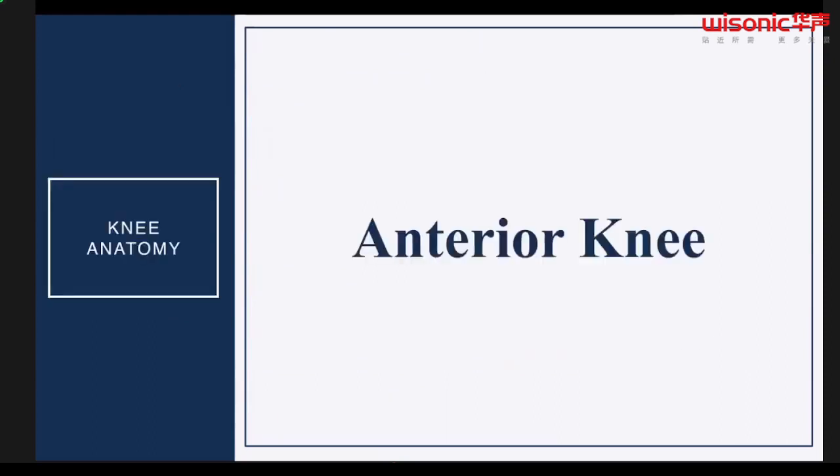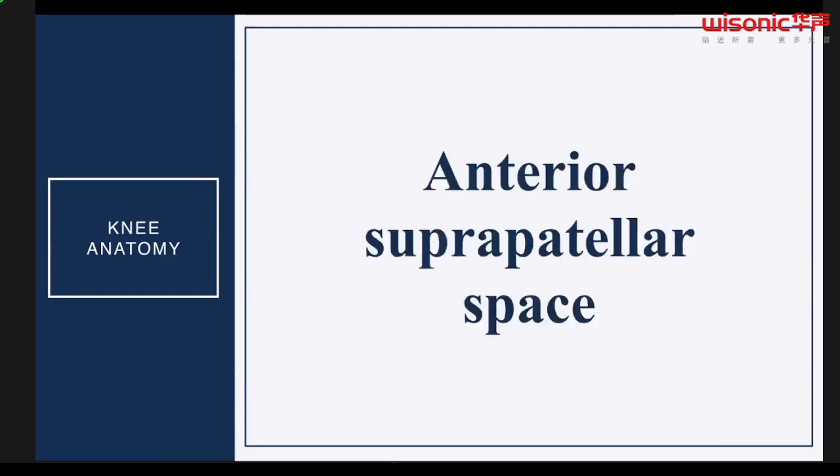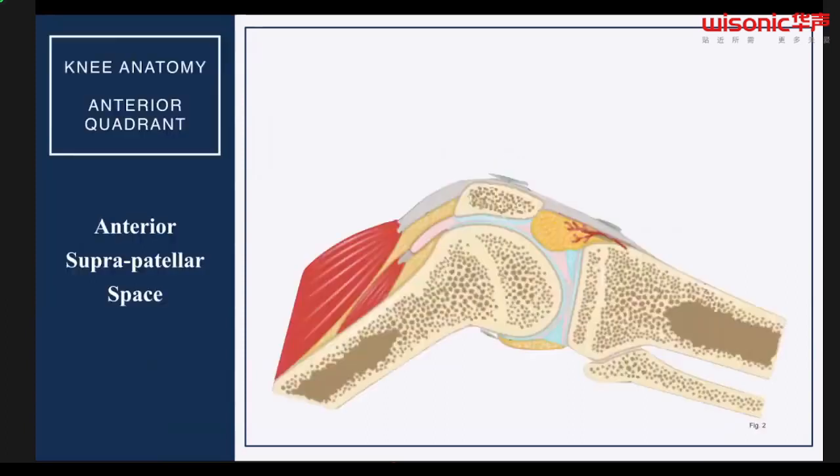So let's start with the knee, the anterior knee, sorry. So we're going to start with the anterior suprapatellar space. So when you're doing the anterior knee evaluation, you can break this up into the anterior suprapatellar, so above the patella, and then the infrapatellar space. So we're going to start with the suprapatellar space when we're doing this.